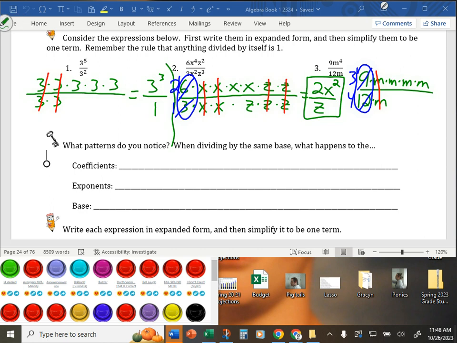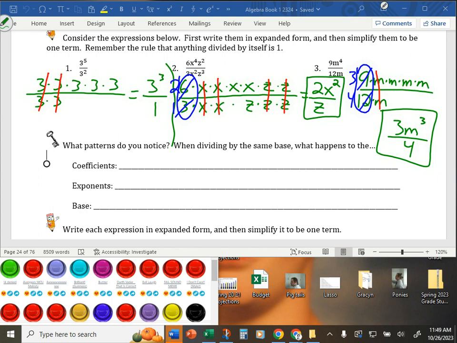Right? So what's left? What's left in my numerator? How do you write 3 times m times m times m in standard form? 3m cubed. And what's left in my denominator? 4. Just the 4, right? The m canceled out, the 12 reduced to be a 4, and so 3m cubed over 4 is my final answer.